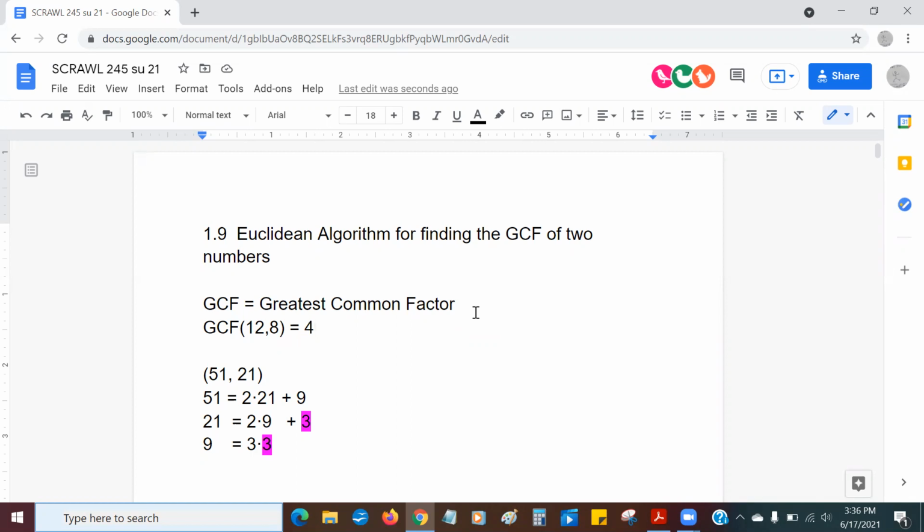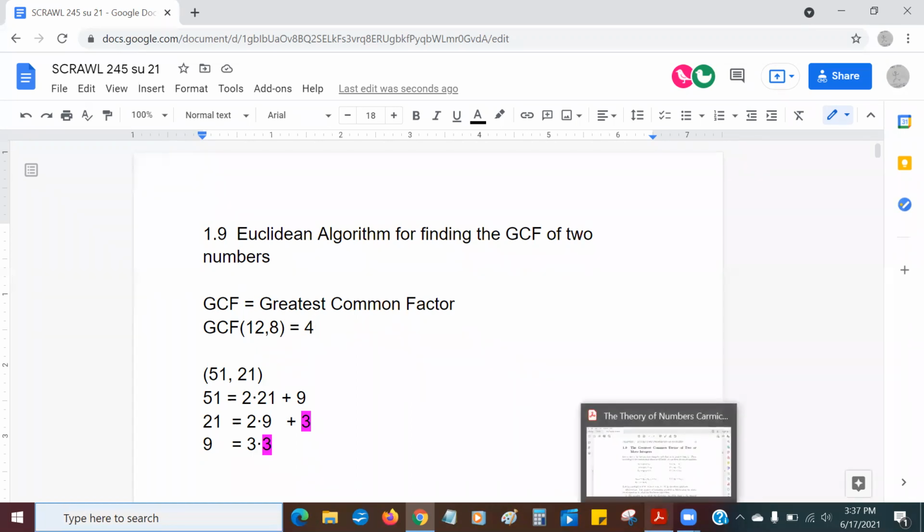Finding the GCF of two numbers could be a pain to do. It's something you've probably done in high school algebra classes or whatnot. What I want to show you now is a method of finding the greatest common factor of two numbers. It's called the Euclidean algorithm, so it goes all the way back to Euclid, which is a long time ago.